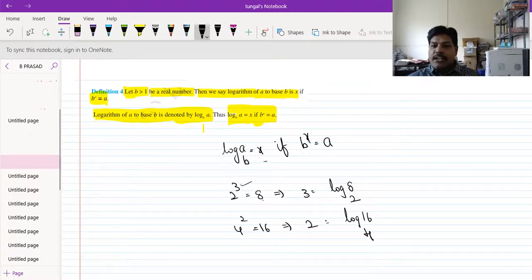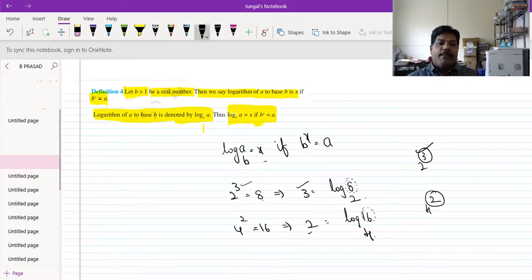So you can understand that if this value you write in the form of base 2, this is 2 cube. Or understand with this 3 you can take here. For example, this value 16 is here. So how can you write this? This value is nothing but 4 square. Why? Because the base is 4. So this value comes out, that is nothing but 2 only. All understand that?